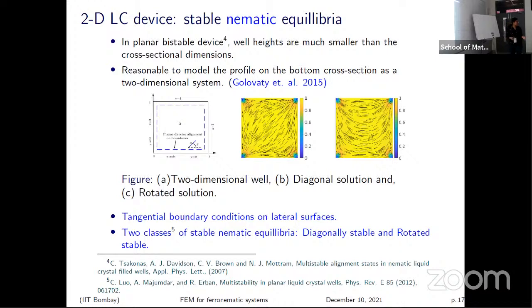In diagonal solutions, the molecules tend to align along the diagonals of the square domain. So we have two diagonal solutions. In rotated solutions, the molecules tend to rotate by pi radians between two opposite edges. So we have four rotated stable solutions for this device. Also, the boundary conditions here are tangential boundary conditions, which means that if the molecules are in contact with the square edges, they should lie along the edges.